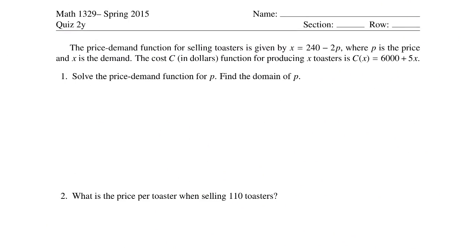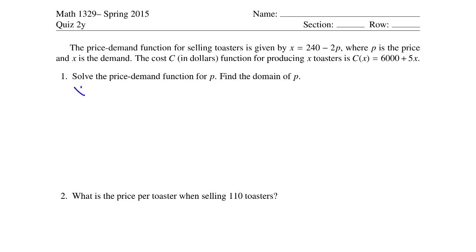Let's take a look at the answers for quiz 2y. In this problem, the price demand function for selling toasters is x is equal to 240 minus 2p, where p is the price and x is the demand. The cost function for producing x toasters is C of x is equal to 6,000 plus 5x. Question 1. Solve the price demand function for p and find the domain of p.